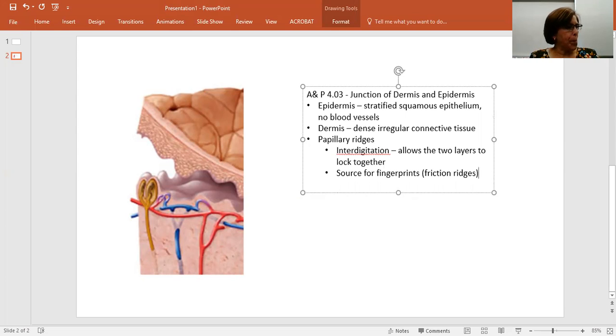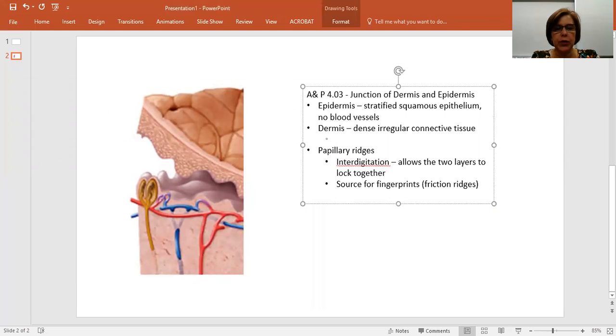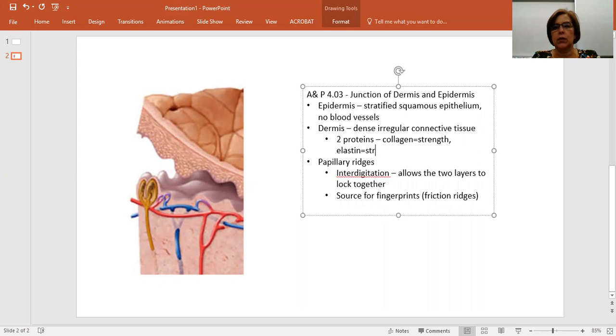But one of the things I want to do is come back up here and add. I don't know if we talked about this in other places, but we have two proteins in dense, irregular connective tissue. One provides strength, so collagen provides strength. Elastin, the other one, makes it stretchy. So it's important to know that the dermis has these proteins.